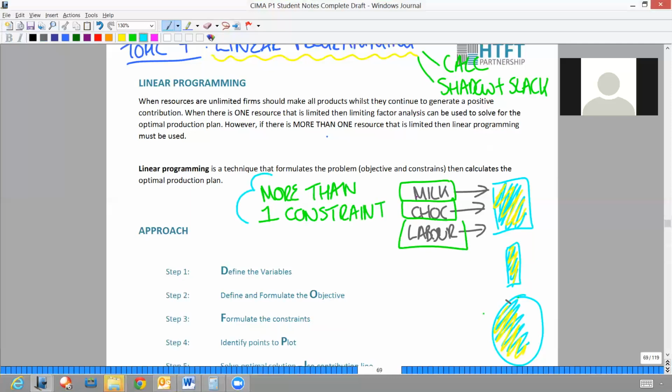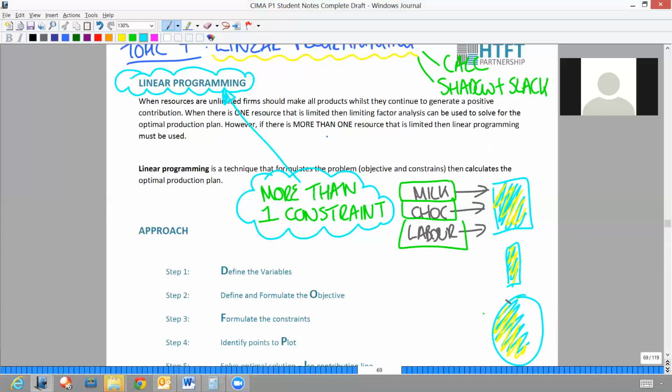And if we've got more than one limiting factor, then we can't use limiting factor analysis. It simply won't work. And therefore, we use something called linear programming. And linear programming is a method that we're going to use to give us our optimal product mix and to tell us how much profit we could earn, given the fact that we've got more than one constraint. So in your exam, you're going to have at least 2, and I wouldn't say any more than 3.